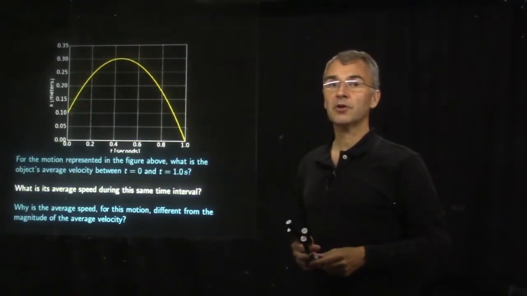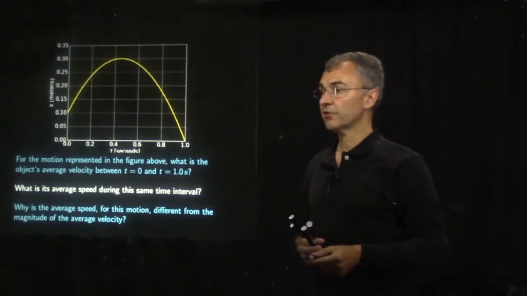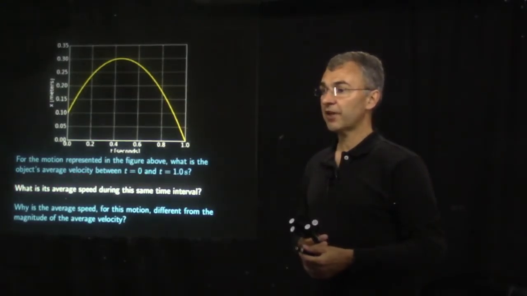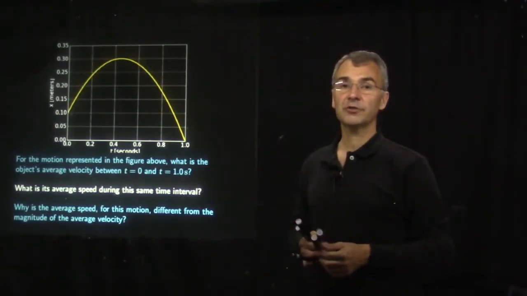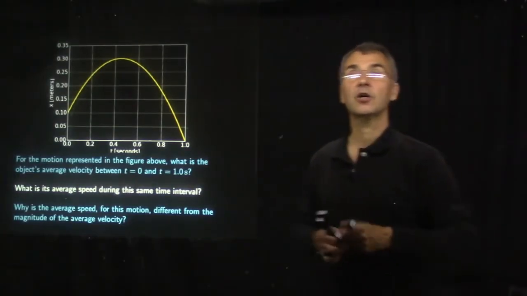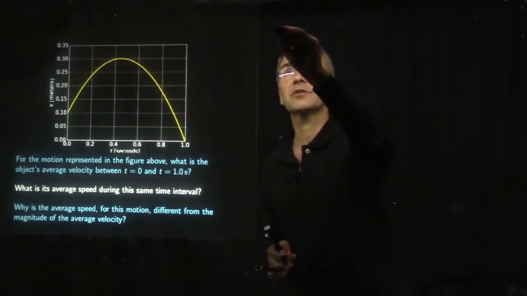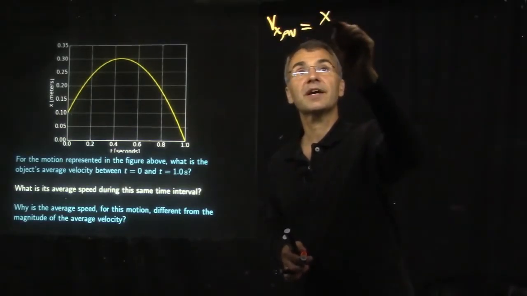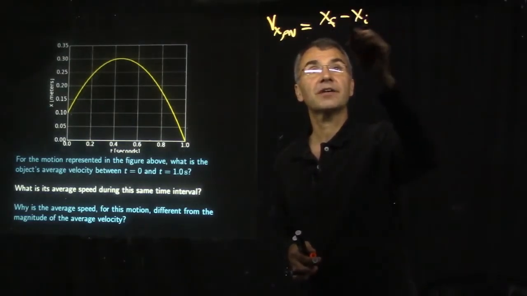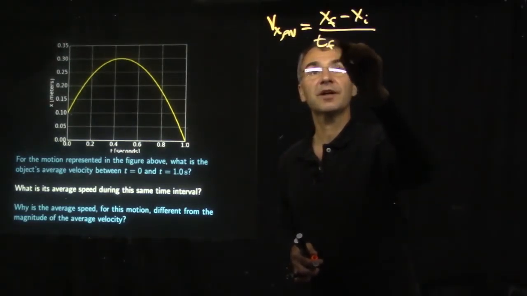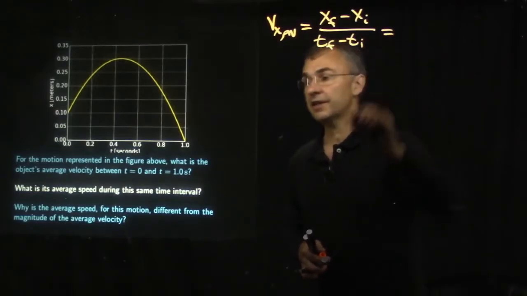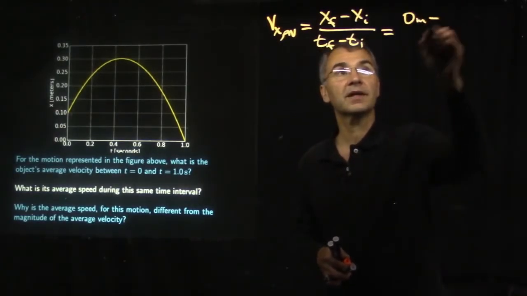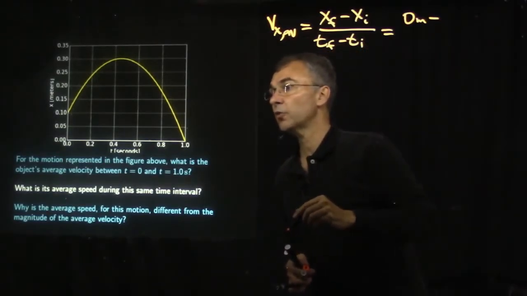Here's the same curve again. We have a different set of questions. So for this motion represented in this figure, what is the object's average velocity between t equals 0 and t equals 1 second? Well, let's just look at the x component. So v_x average is x final minus x initial divided by t final minus t initial. X final is 0. X initial is 0.1 meter.